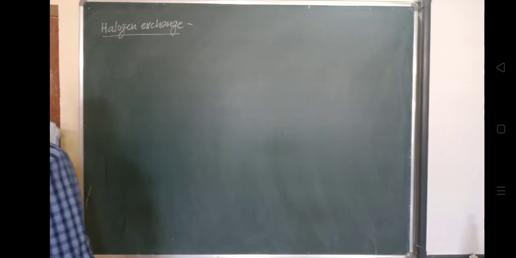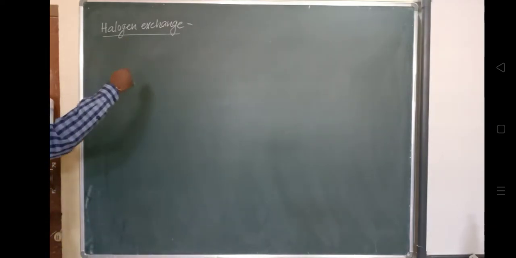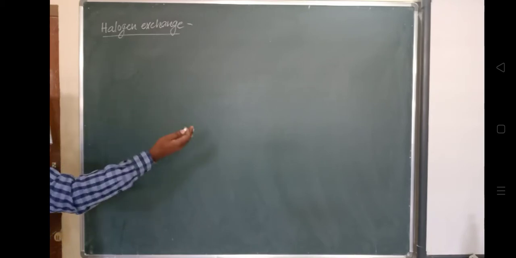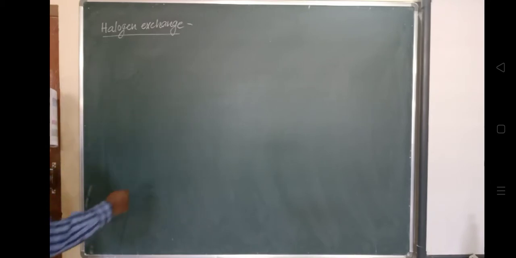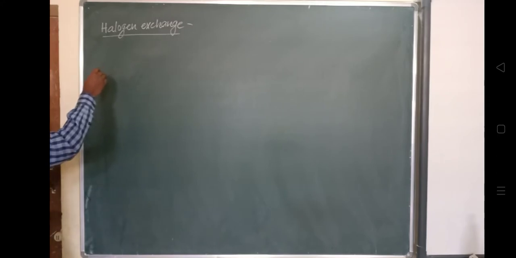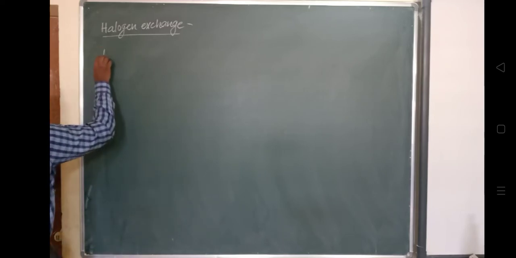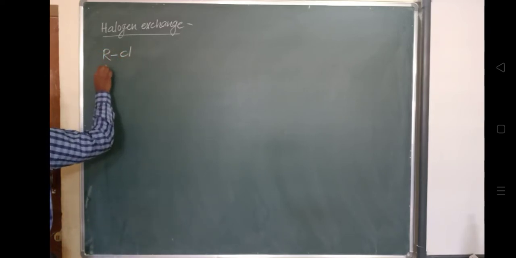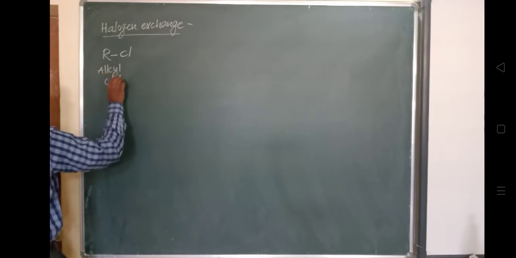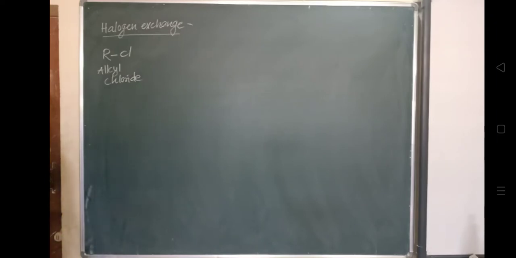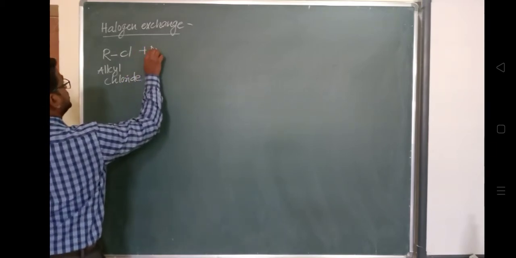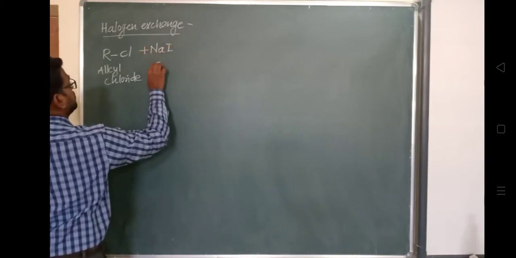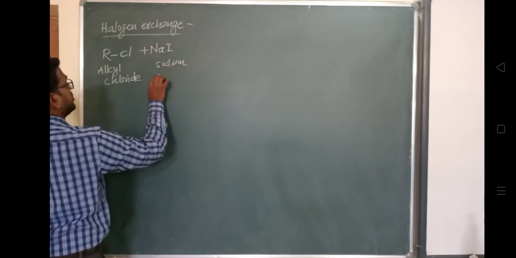So what is that? In this, the alkyl will exchange the halogen. Alkyl iodides are prepared conveniently by treating alkyl chloride. See this, RCl, alkyl chloride. This alkyl chloride will be treated with sodium iodide. So NaI, which is sodium iodide, I will write here.